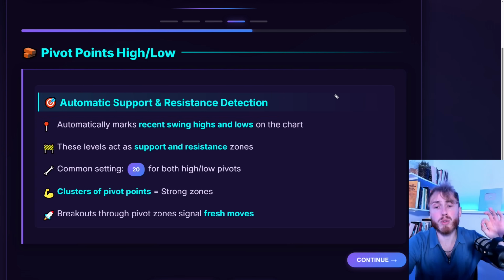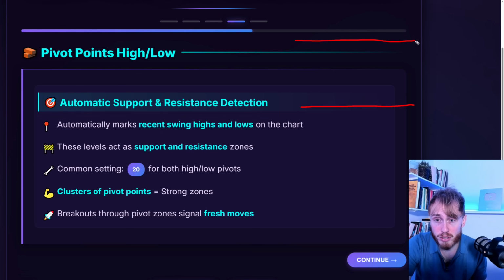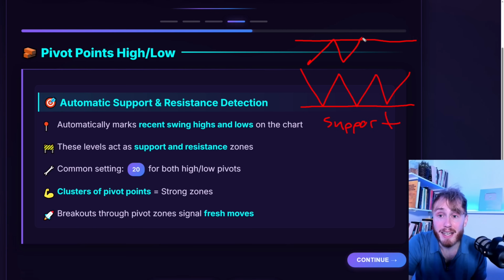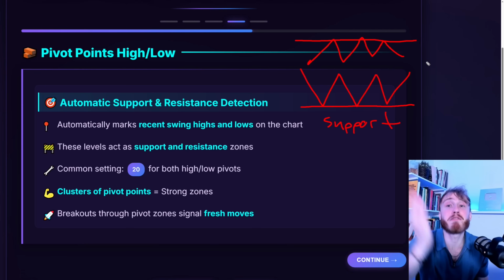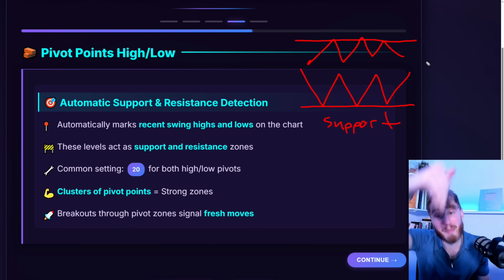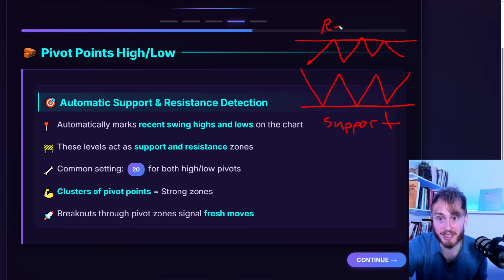And if you don't know, support and resistance levels are basically levels on the chart where the price tends to bounce. So a support level is a level where the price tends to bounce. So this right here is a support, and a resistance level is a level where the price fails to push through and bounces to the downside. So this right here is a resistance, right?